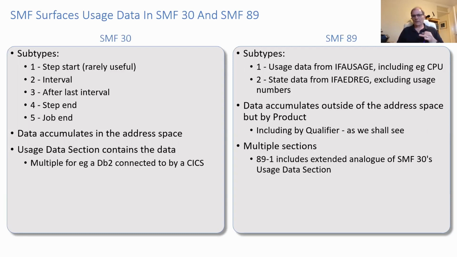Right, and the data for SMF 89, as Scott says, is accumulated outside of the address space, and it's by product, including down to the level of qualifier, as we will see in a minute. And that's kind of important. Seems like a nit, but it's actually kind of important in the story. And you get multiple sections in the 89 subtype 1, which includes extended analogs of the usage data section in the type 30.